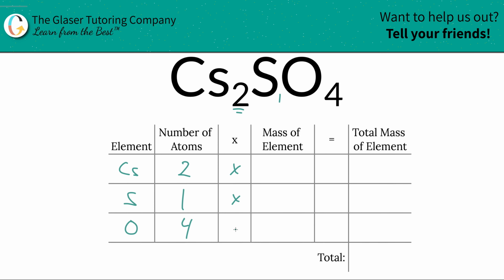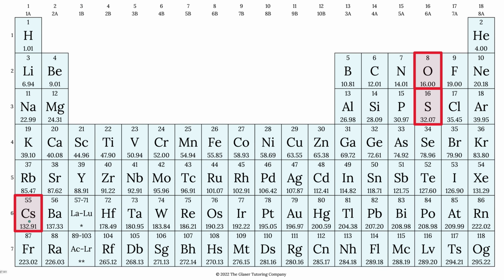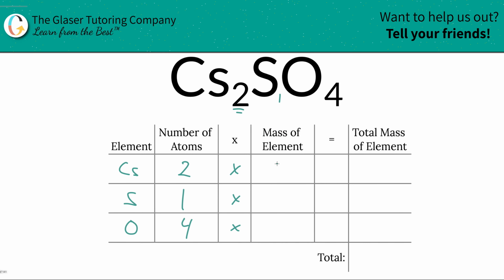We're going to take those number of atoms now and multiply it by the mass of each particular element. Where are those found? Periodic table, my friend. Let's take a look. So here, cesium is 132.91, oxygen is 16, sulfur is going to be 32.07. These masses can either be in grams per mole if you're finding molar mass, or atomic mass units if you're finding molecular mass. So let's write them down. So cesium 132.91, sulfur is going to be 32.07, and then oxygen is going to be 16.